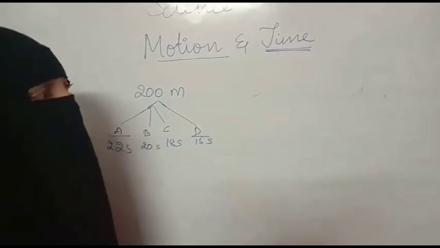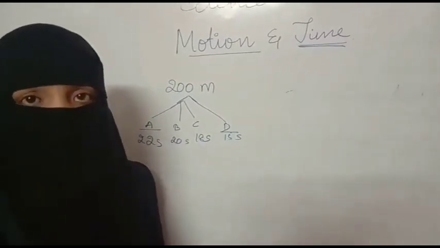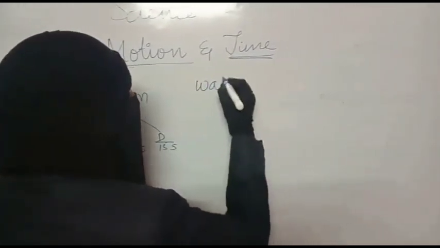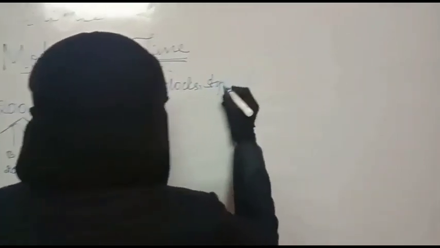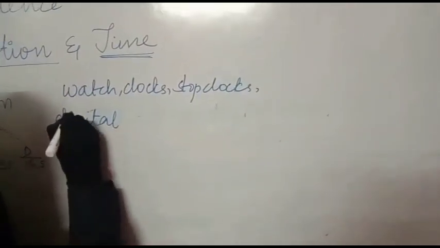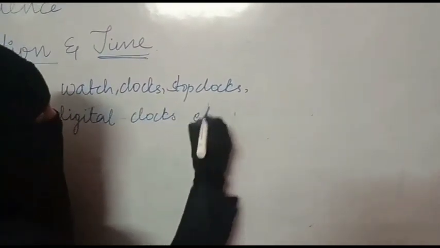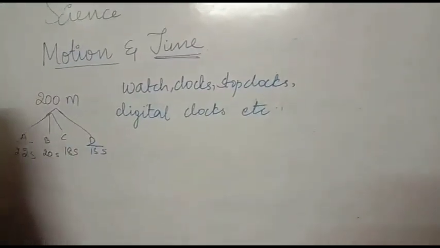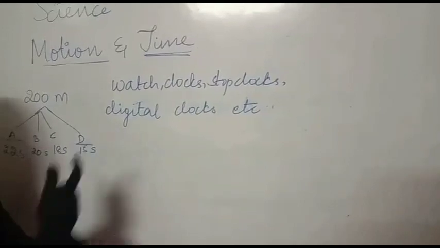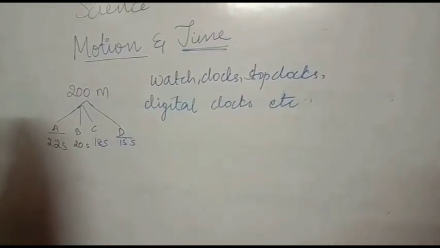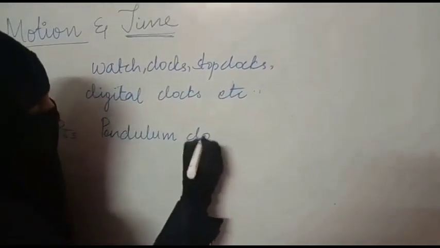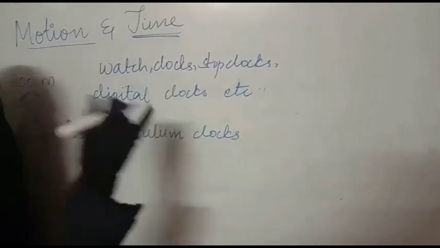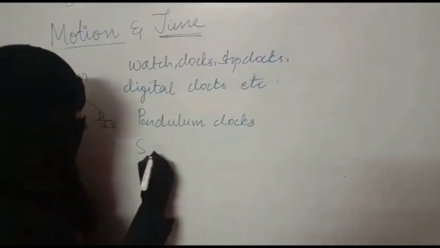Nowadays we use certain gadgets to know the time. That is watches, clocks, stop clocks, digital watches or digital clocks, etc. These are used nowadays. But before the invention of digital clocks and wristwatches, people used pendulum clocks as well. Before the invention of pendulum clocks, people used sand clocks.